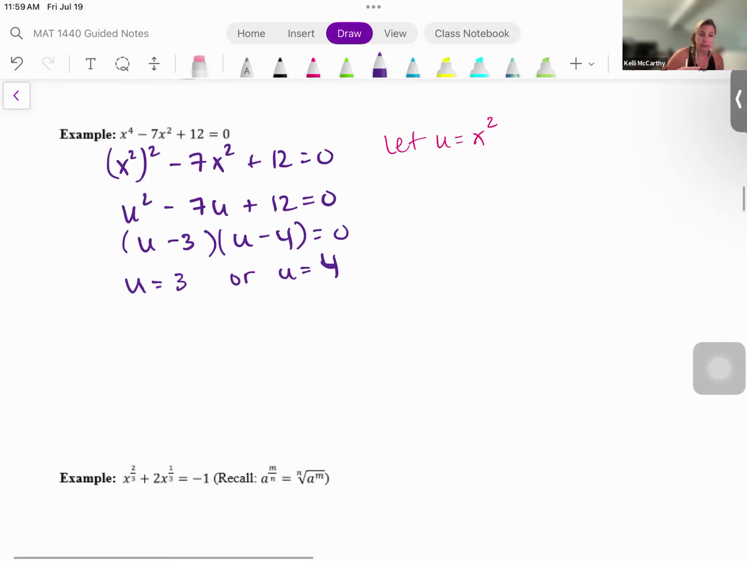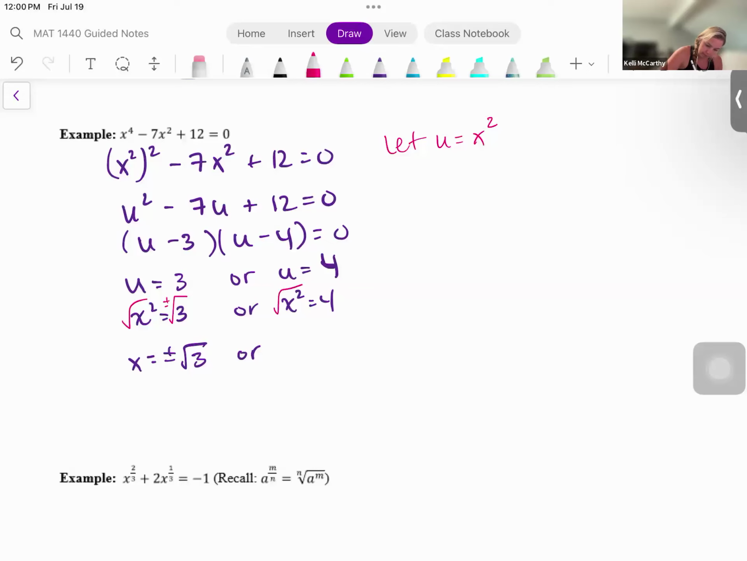And now we want to back substitute in what U represents. This is x squared. Now, when we're solving these equations and we're taking the square root, remember to add the plus or minus. So we get x is equal to plus or minus the square root of 3, or x is equal to plus or minus 2. So this equation actually has 4 solutions.